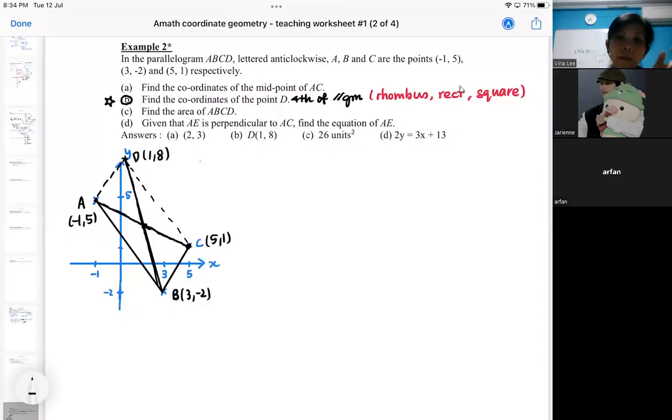So let's go to part C, Jiren. Part C is the area of ABCD. Assuming you got the correct coordinates for part D. If you got the wrong coordinates for part D, right, your area will not be correct.